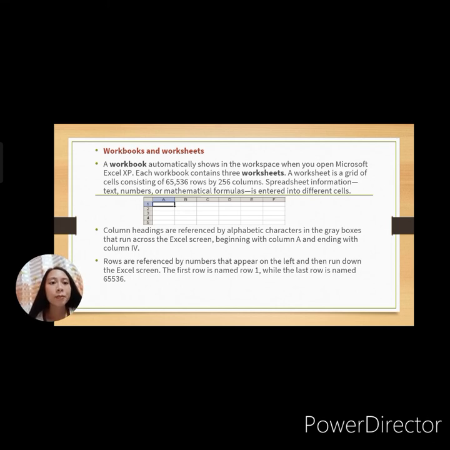Column headings are referenced by alphabetic characters in the gray boxes that run across the Excel screen, beginning with column A and ending with column IV. Rows are referenced by numbers that appear on the left and then run down the Excel screen. The first row is named row 1, while the last row is named 65,536.